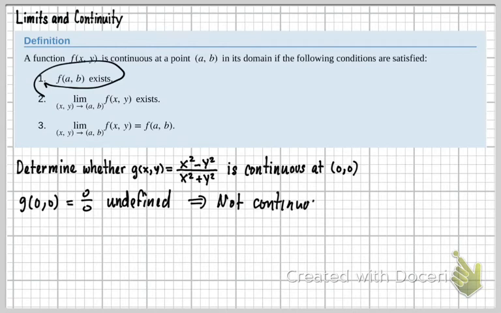Now, if that condition held, then I would have to just continue to go through the list. And if all 3 conditions were met, then I would say that f of xy is continuous at the point ab. That's what I would say if that was true. But for this one, it's undefined, therefore not continuous.